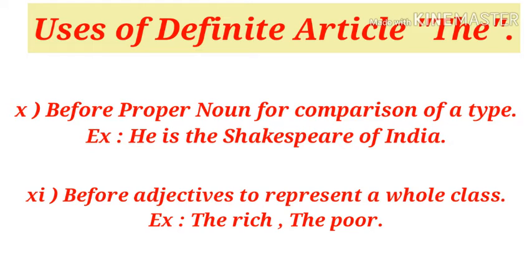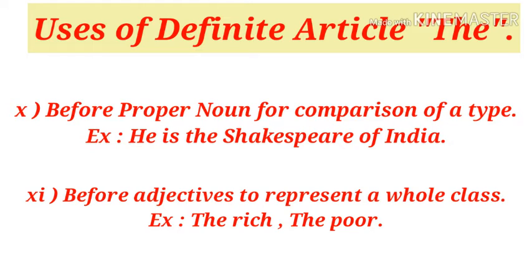Then again, the is also used before certain adjectives to represent a whole class. For example, adjectives like rich and poor. These two are adjectives, but in front of them we use the definite article the. So the rich, the poor, like this. Okay, these are certain rules of the definite article. You should remember them properly, and also know and understand them.